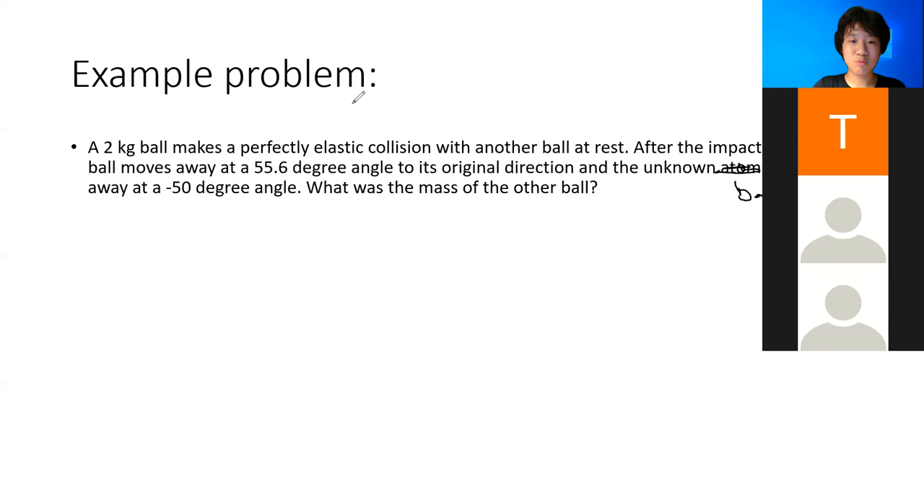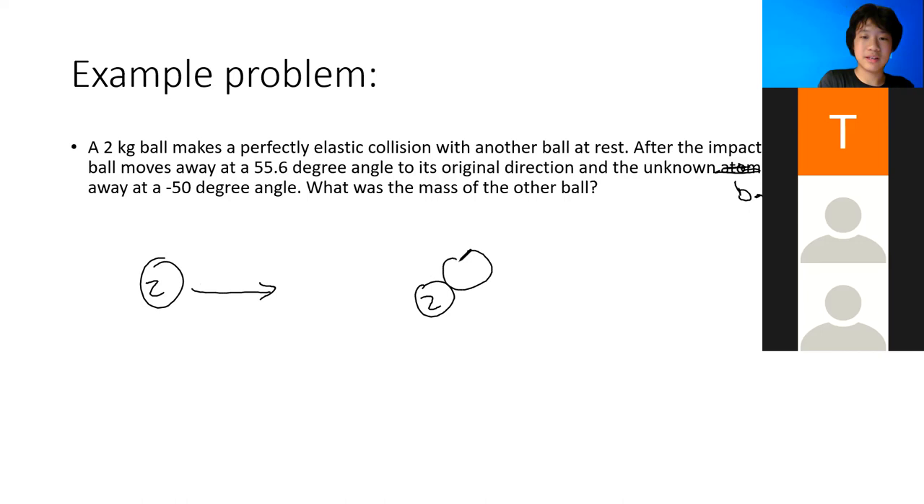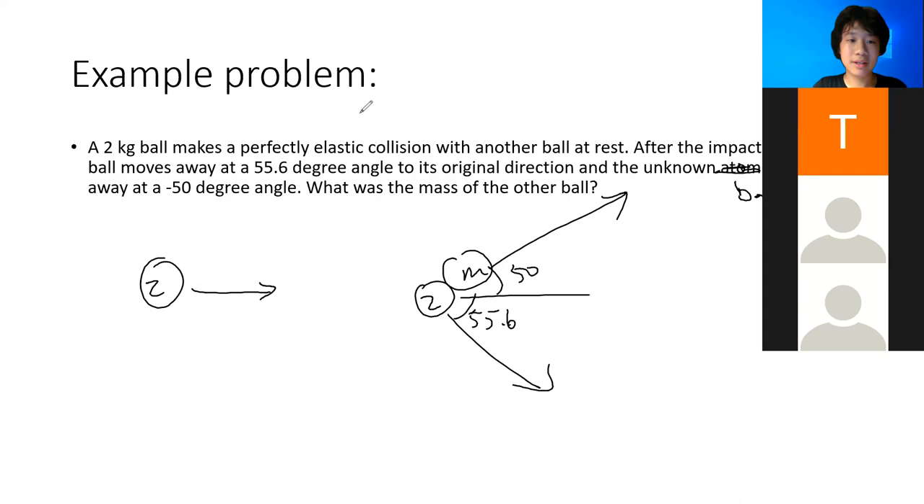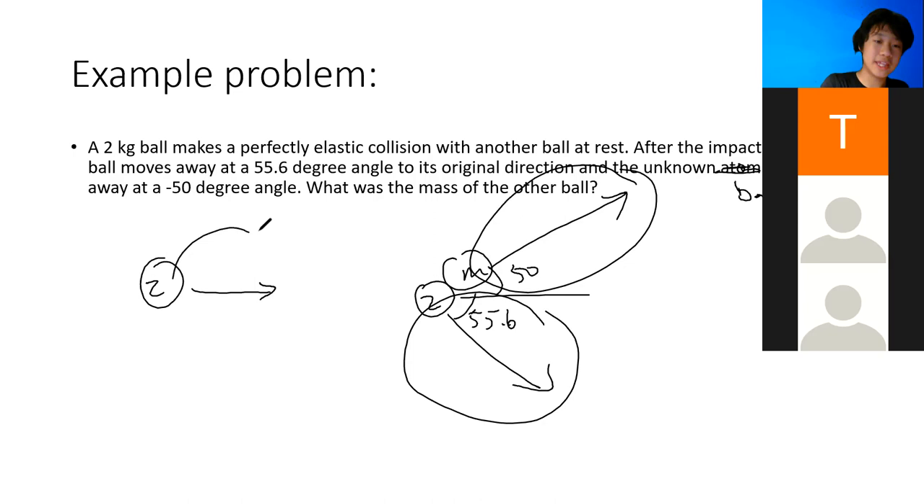First of all, we have a 2 kilogram ball moving this way, and it perfectly collides with another ball of mass M. Then the 2 kilogram ball moves downward at 55.6, and the other ball moves upward at 50. That's basically what the problem is saying, and it wants us to find the mass of the other ball. So we use conservation of momentum here. The final momentum of the two objects equals the initial momentum, so these two vectors added together will equal the initial vector.